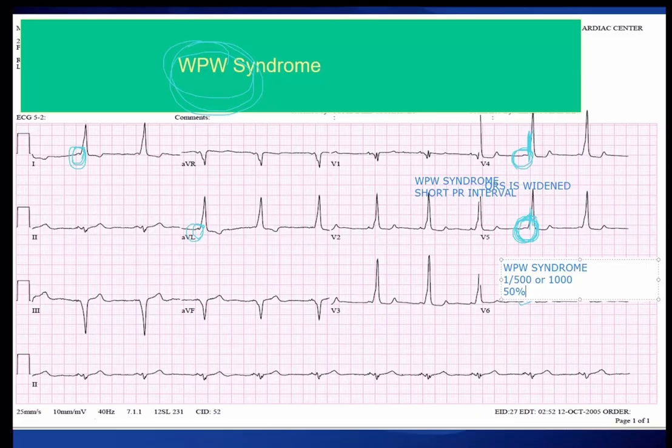So WPW syndrome is characterized by a shortened PR interval, widened QRS, and has a prevalence of 1 in 500 or 1 in 1,000. There is an abnormal bundle of Kent, and the treatment of WPW syndrome is electrophysiology study plus ablation.